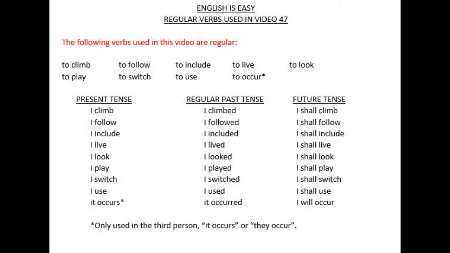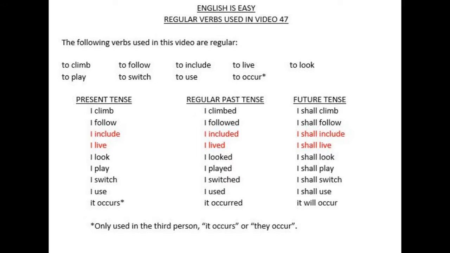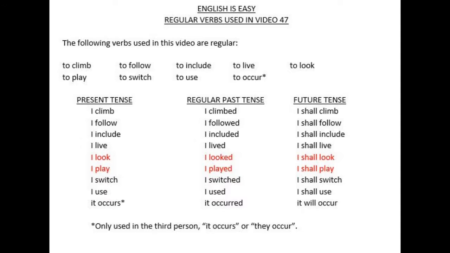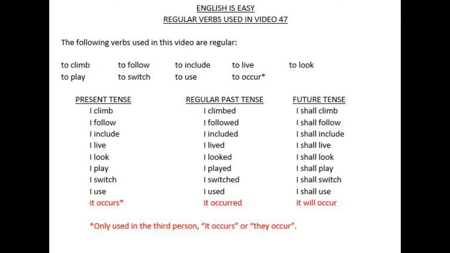The following verbs used in this video are regular. To climb, to follow, to include, to live, to look, to play, to switch, to use, to occur. I climb, I climbed, I shall climb. I follow, I followed, I shall follow. I include, I included, I shall include. I live, I lived, I shall live. I look, I looked, I shall look. I play, I played, I shall play. I switch, I switched, I shall switch. I use, I used, I shall use. It occurs, it occurred, it will occur. Only used in the third person, it occurs or they occur.